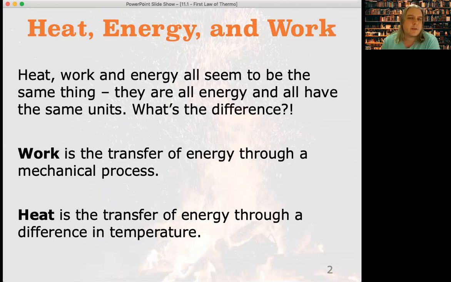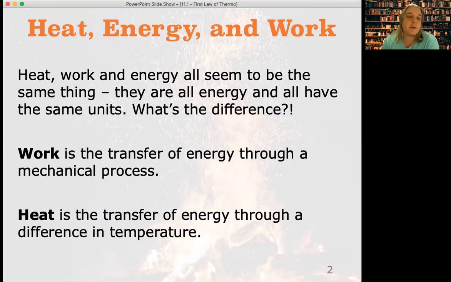We've already talked about the difference between work and energy. Energy is something that an object has. Work is the application of energy to an object to change something about it, whether it's changing its kinetic energy or its potential energy. It changes part of the energy that the object has through mechanical means. So that is work. Work is the transfer of energy through a mechanical process.